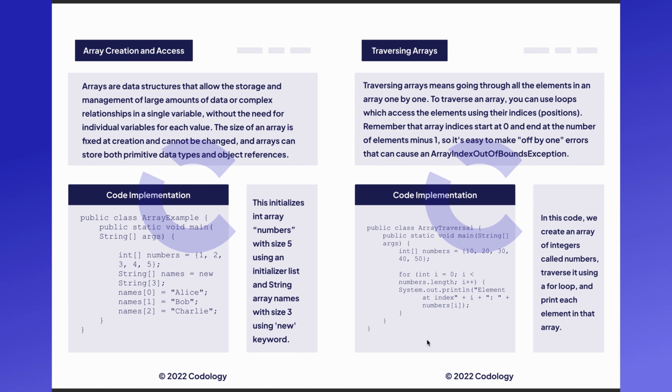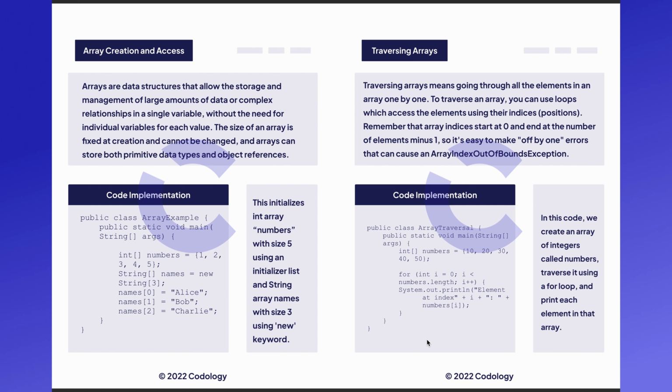Now to access the array, we start by calling the name followed by square brackets and the index we want to access. In Java, indexing starts at 0, so your first element would have the index of 0 and it would go up: 0, 1, 2, 3, and so on. So here we access names of 0 and we set it equal to Alice. And names of 1, we set equal to Bob, and names of 2, we set equal to Charlie.